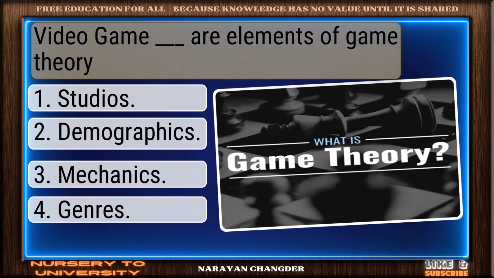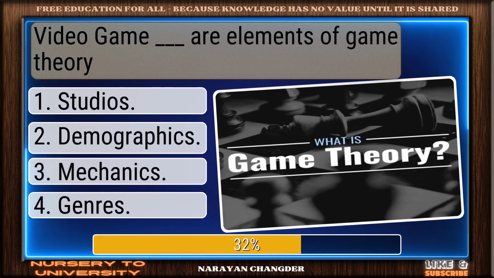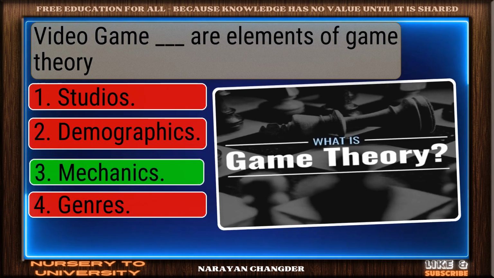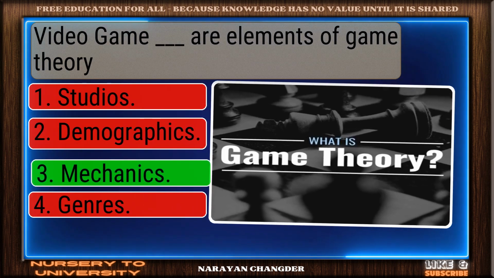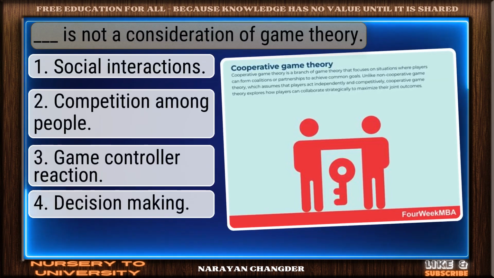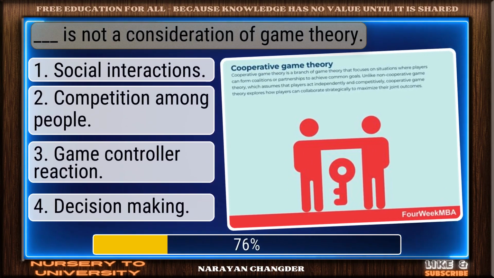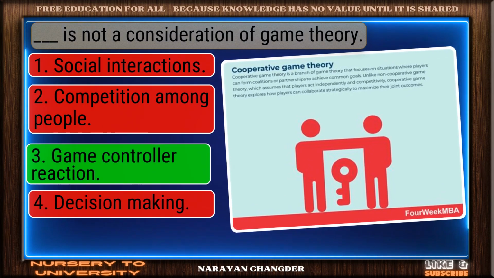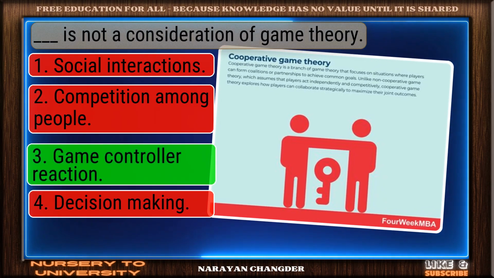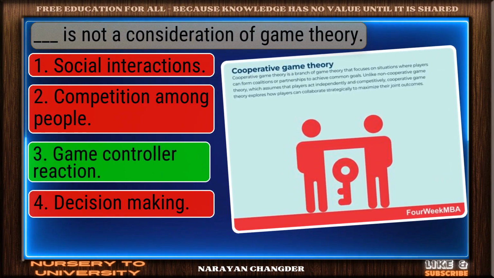Video game dash are elements of game theory. You got it. Your choice mechanics is right. Dash is not a consideration of game theory? Well picked. Game controller reaction is the correct answer.